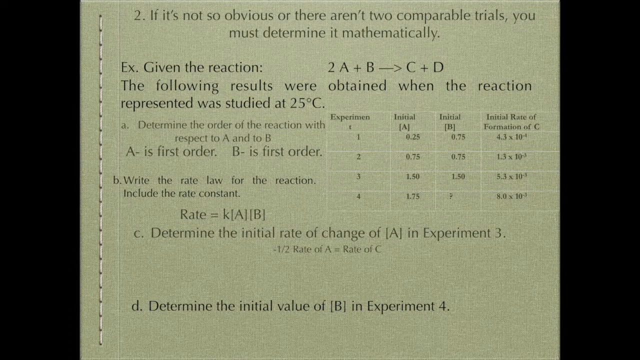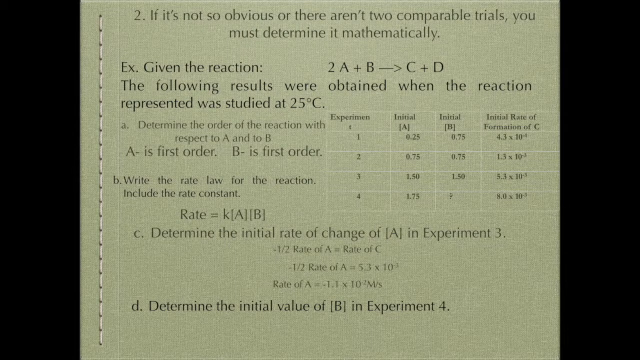Now, since I know the rate of C for experiment 3, 5.3 times 10 to the negative 3rd, I can plug that in, and then all I have to do is multiply both sides by negative 2. And so the rate of disappearance of A is going to be negative 1.1 times 10 to the negative 2nd. And that's my final answer.